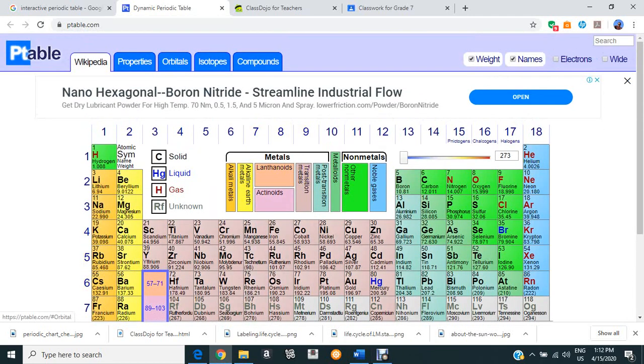Again, this is where you can find it. This is where you can find the periodic table. See the link, ptable.com, and you can do this all by yourselves.